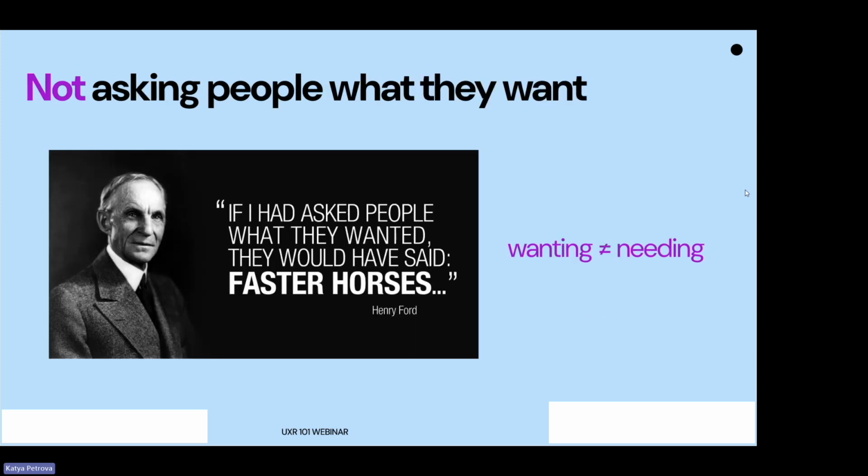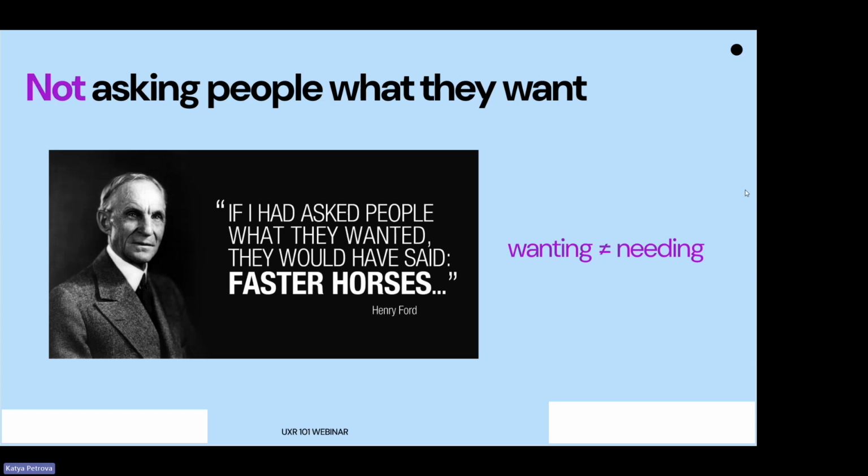Myth number two is that UX research is not asking people what they want. This is a pretty famous quote by Henry Ford that I think really captures the spirit of this. He was talking about inventing the car.